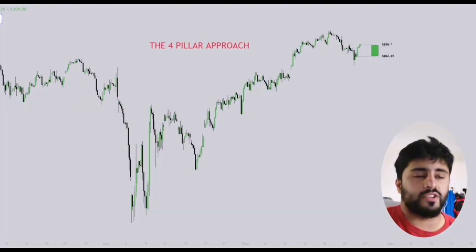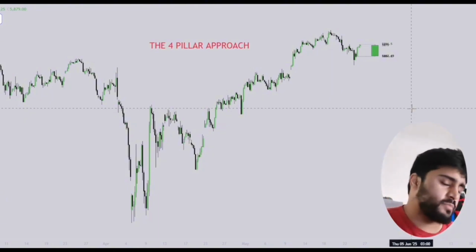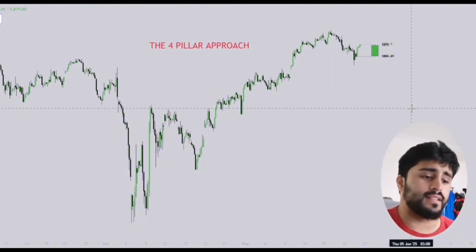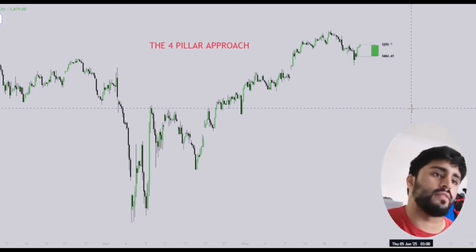500 on the 4-hour chart, right? So I always use the 4-hour chart when I start my analysis. And the reason for that is because the 4-hour chart gives you the cleanest indication of higher time frame structure, higher time frame key levels, and higher time frame fair value gaps.